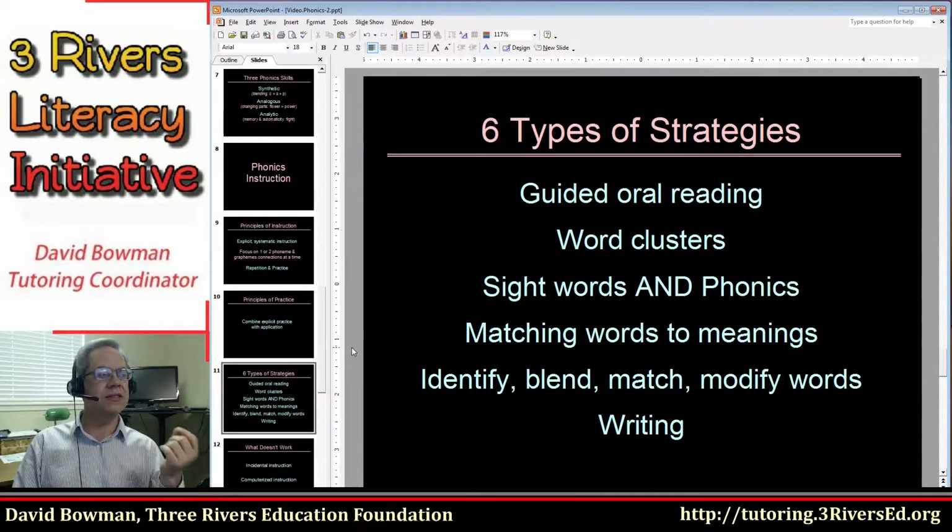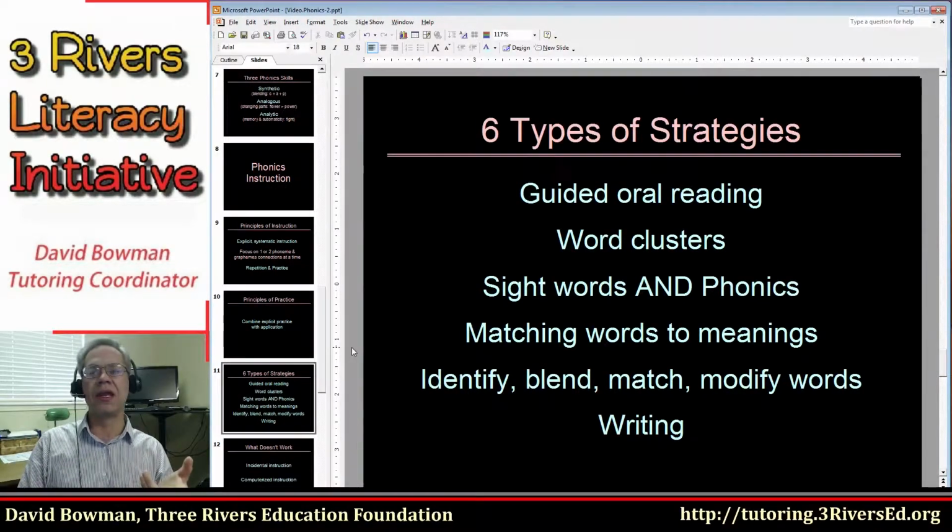Now, what does this look like? What do the strategies look like that we know work? So the first is guided oral reading. And guided oral reading is going to do a couple of things for students. For one, it's going to give them lots and lots of practice in making that translation from graphemes to phonemes. It also gives you as the tutor a good opportunity to listen for those places where students might be struggling and gives you some clues about what instruction is going to be needed.